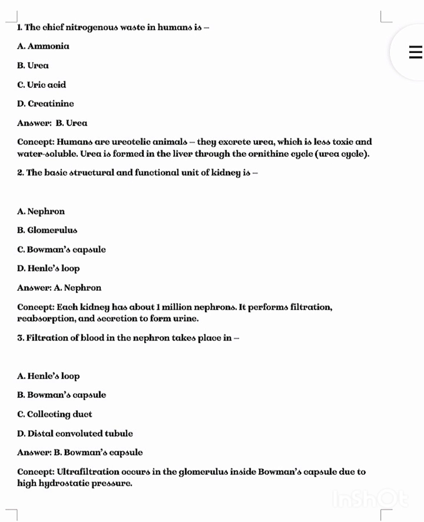Filtration of blood in the nephron takes place in A. Henle's loop, B. Bowman's capsule, C. Collecting duct, D. Distal convoluted tubule. Answer B. Bowman's capsule. Ultrafiltration occurs in the glomerulus inside Bowman's capsule due to high hydrostatic pressure.